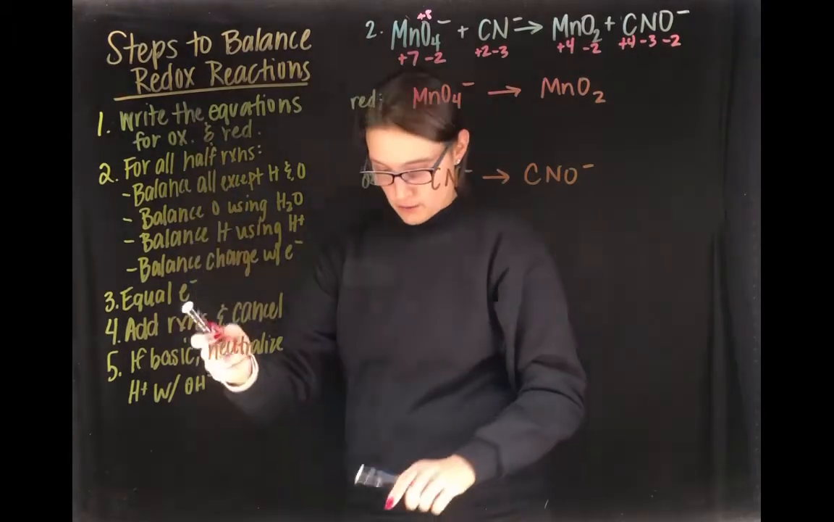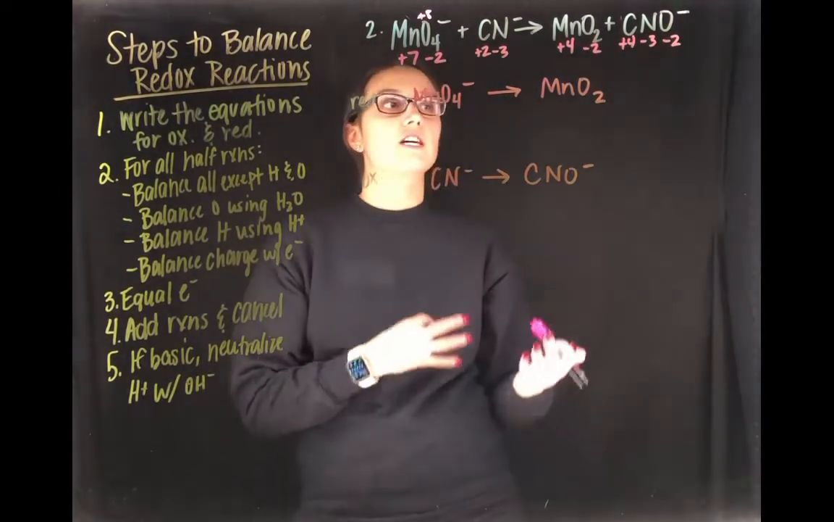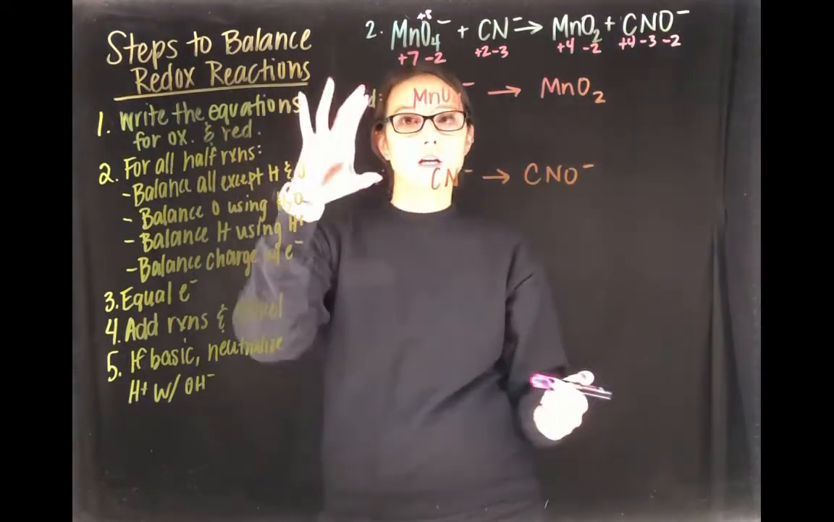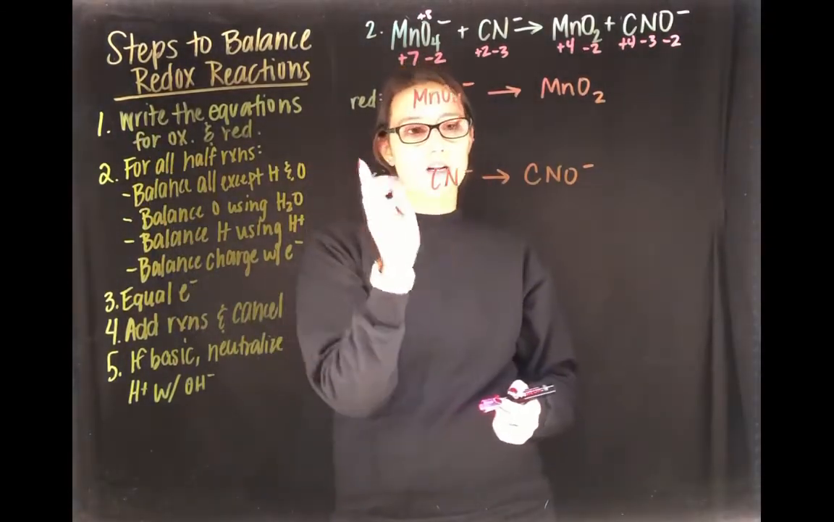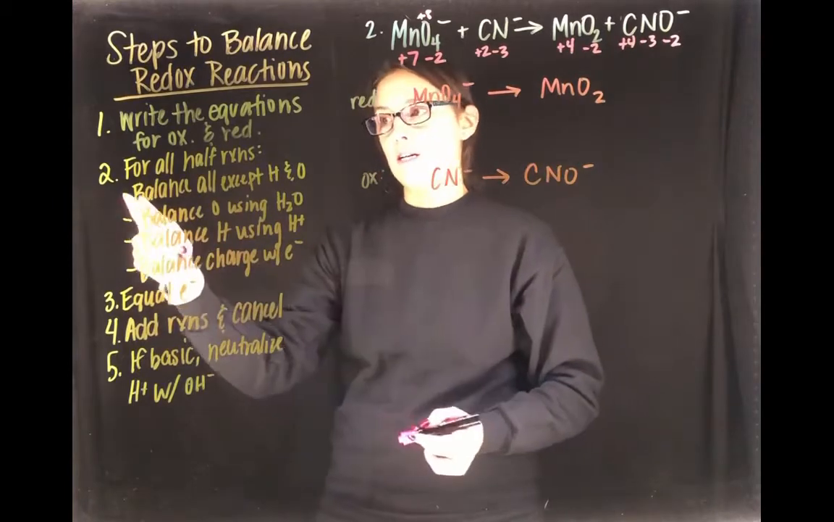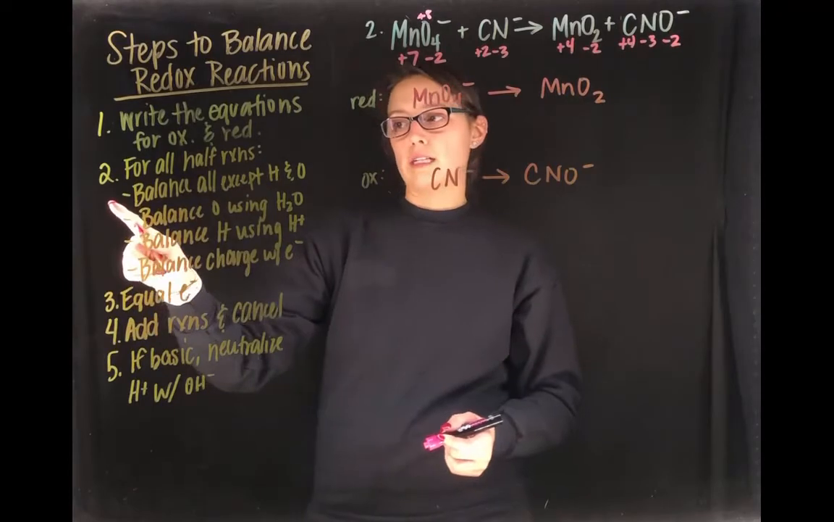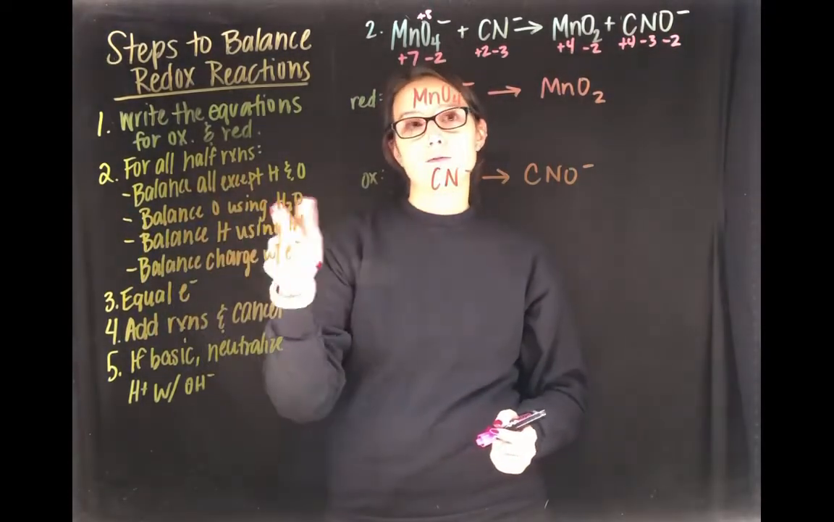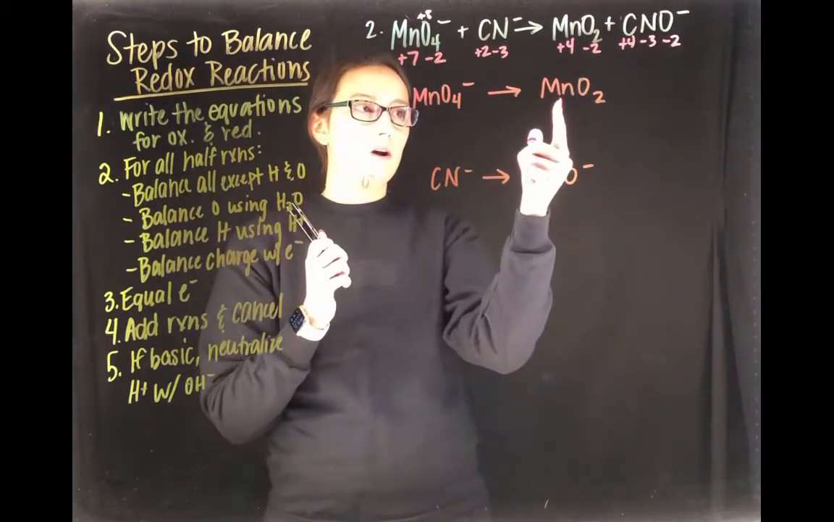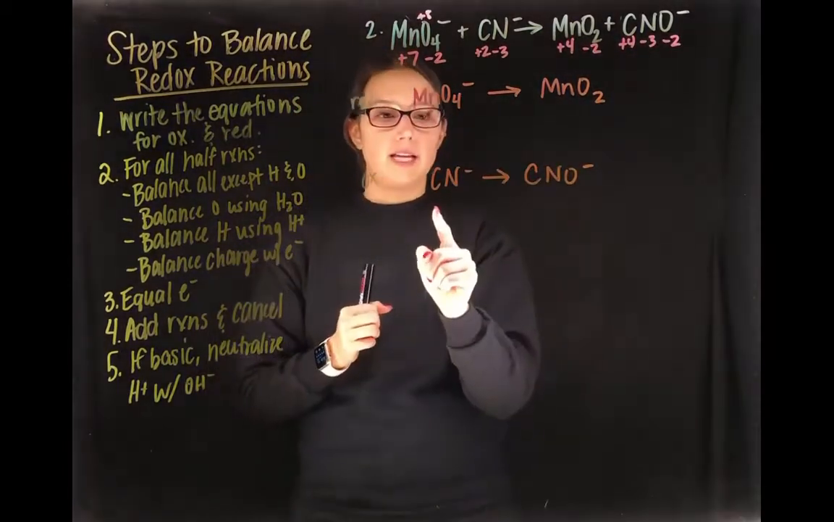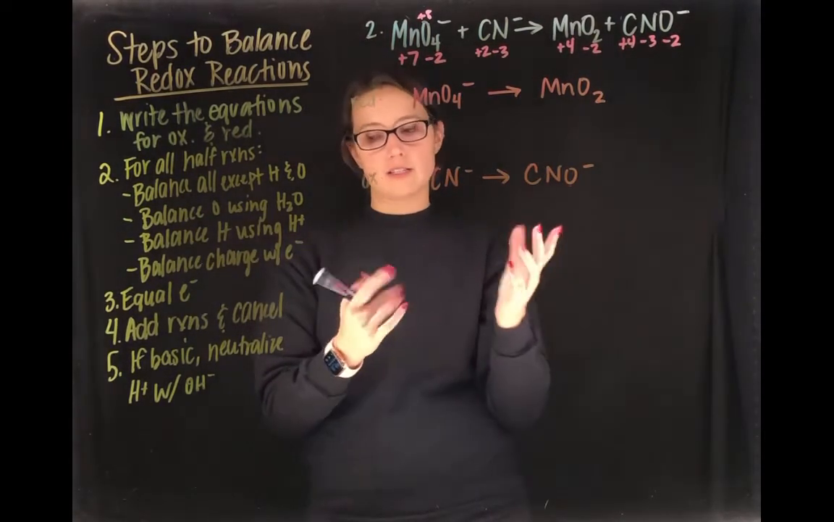So now we're going to work through all of these steps for balancing redox. Since the oxidation numbers are changing, we have to balance it using the half reaction method. So we've written the equations for the oxidation half reaction and the reduction half reaction. Now for each half reaction, we're going to go through each of these balancing steps. Let's start with balancing everything except for hydrogen and oxygen. For the reduction half reaction, I have 1 Mn, 1 Mn, so that's good. Then in the other half reaction, I have 1 carbon, 1 carbon, 1 nitrogen, 1 nitrogen, so that's good.